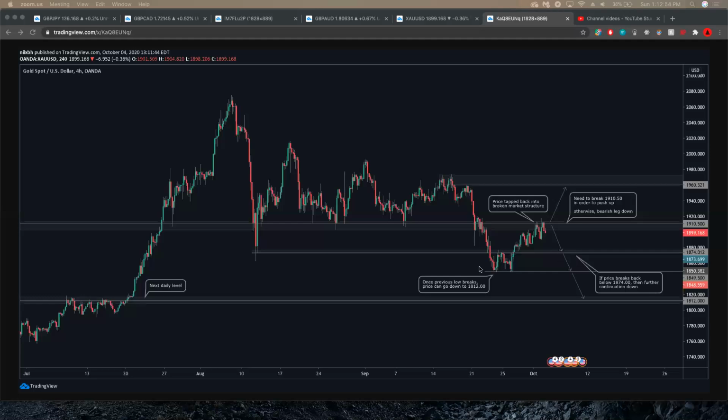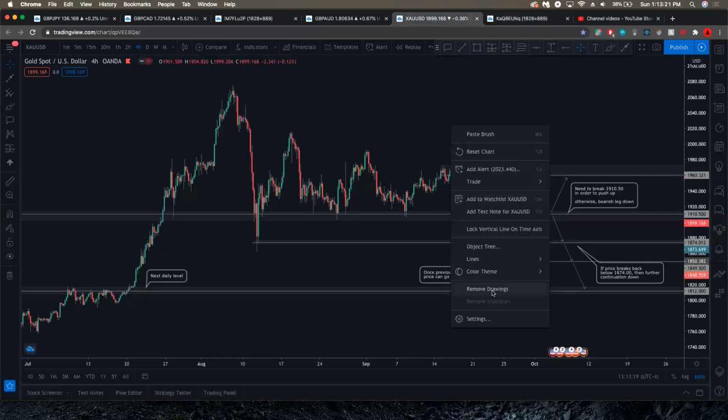And then once that previous low breaks, then our low target is 1812, which is the next daily level, right? So essentially it's just a lower high being printed, right? If this lower high does get made, then we can head down to 1812, right? Otherwise, we have this bullish scenario here. And we see that price has tapped back into broken market structure. So this is also a key level. And we'll just go over and draw out the levels again, okay?